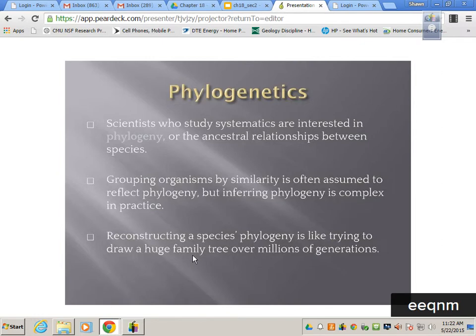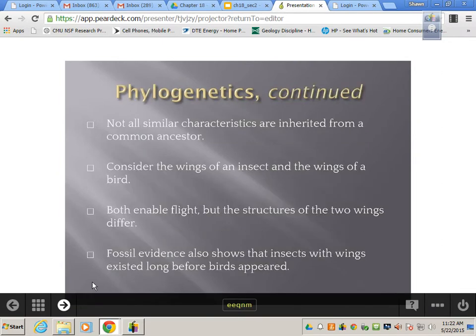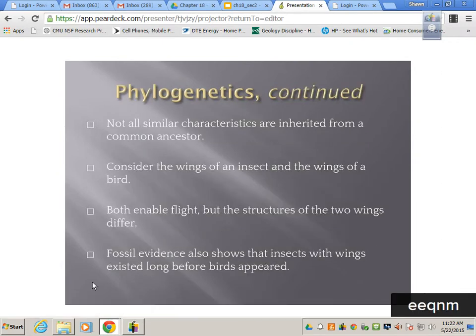Uh-oh. Somebody's here. So not all similar characteristics are inherited from a common ancestor. We know that. Sometimes things, have a seat, we'll do that later. Something, oh, that's right, okay. This is your lunch? Okay.